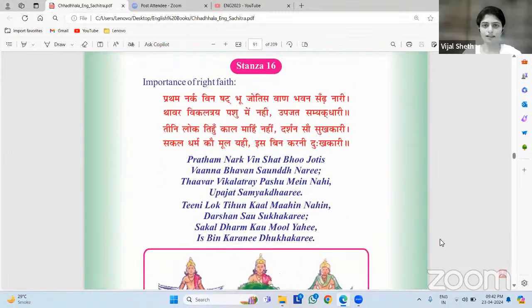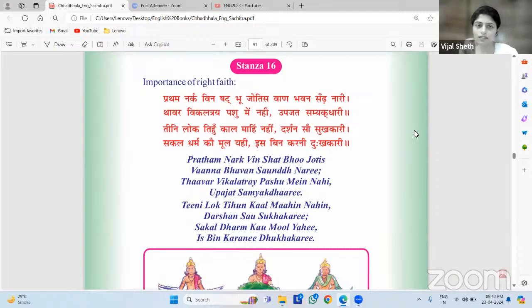So now, after this stanza, I'm sure you all will understand why Samyak Darshan is of utmost importance. A person who has Samyak Darshan does not bind a few categories of karma, as a result of which he does not take birth in certain life forms. Now, what are those? Pratham Narka Bin Shat Bhu. Apart from the first hell or the first narak, the remaining 6 narak, there are total 7 hells.